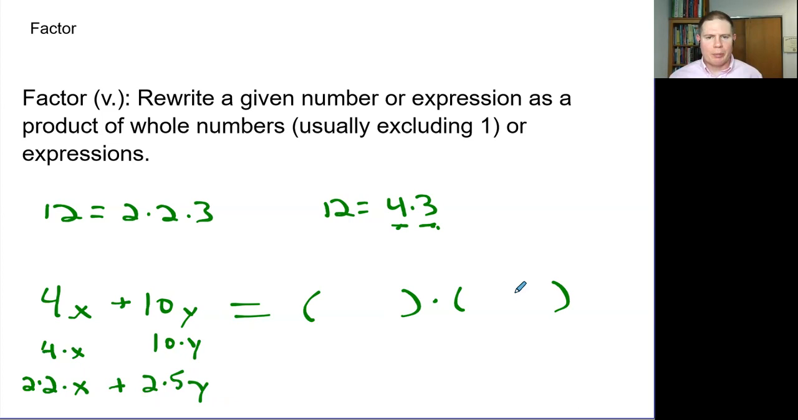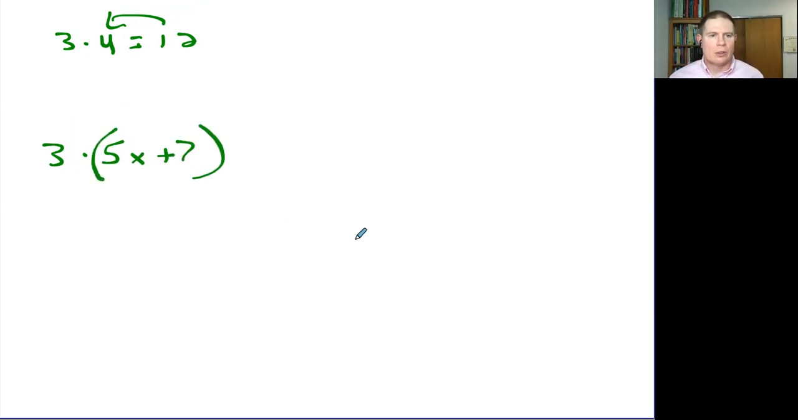Well, let's think about what it might mean to multiply two different expressions. So before we finish this, let's actually start with the product, right? I know that 3 times 4 is 12, so going backwards, that's pretty easy. But if I have something like 3 times (5x plus 7), right, that's maybe less straightforward.